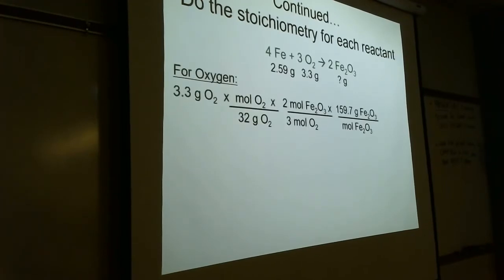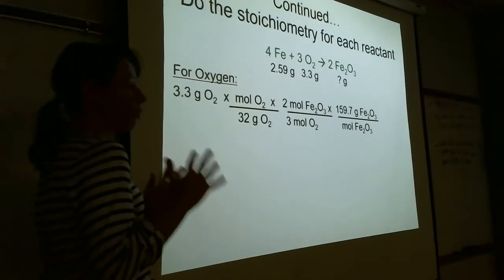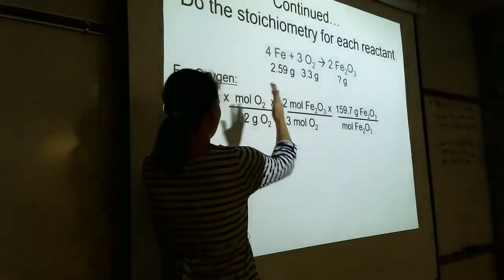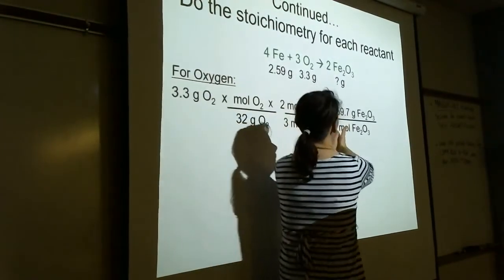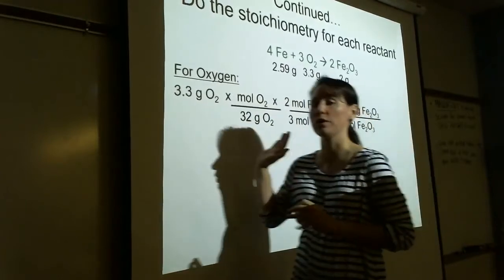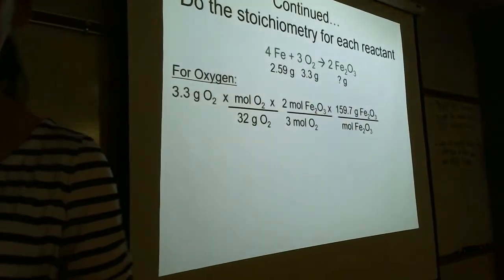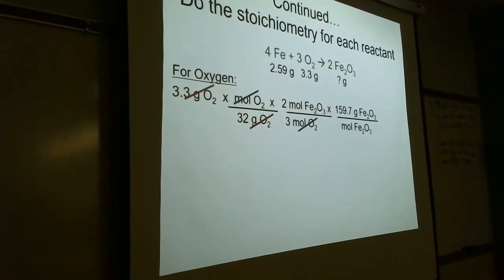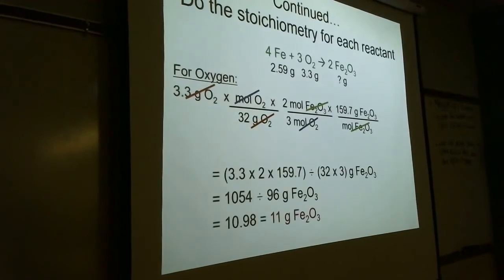Again, this is what it looks like if you're doing it as three, or as one big calculation smashed together. Please don't do it this way until you're ready, right? There's step one, take that number. There's step two, take that number. There's step three. Okay, don't do it this way until you are fluent at doing it as three separate steps. Grams to moles, mole ratio, moles to grams. This one gives me 11 grams, right? Two sig figs because 3.3 has two sig figs. Make sense? Now we compare.